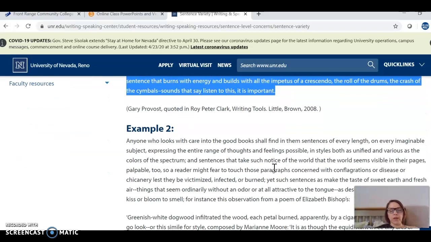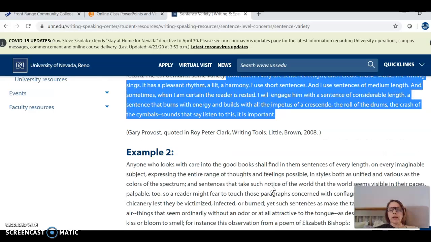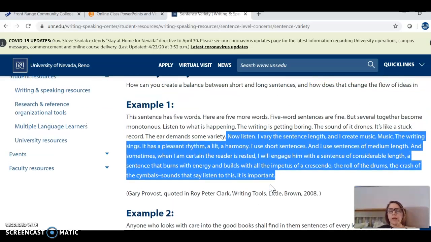I think there's another example down here too where it shows some different sentence styles in the piece. So take a look at that one as well.